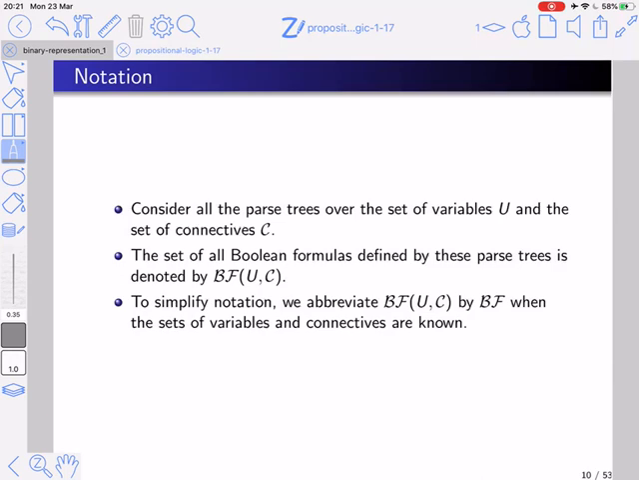Now, consider all the parse trees over the set of variables U and the set of connectives C. Each such parse tree defines a Boolean formula. The set of all Boolean formulas defined by these parse trees is denoted by BF of U, C. These are Boolean formulas over the set of variables U and the set of connectives C. Often, to simplify notation, we abbreviate and simply write BF whenever the set of variables and the set of connectives is clear from the context.